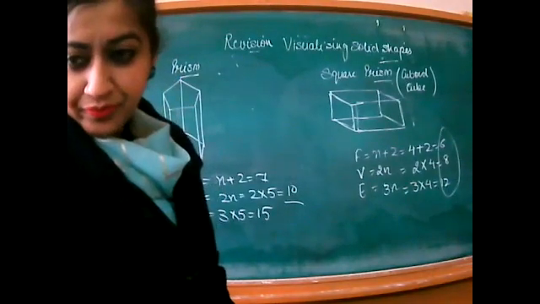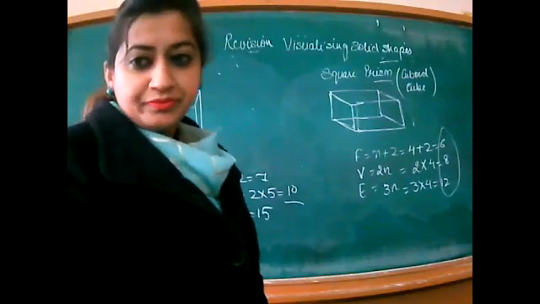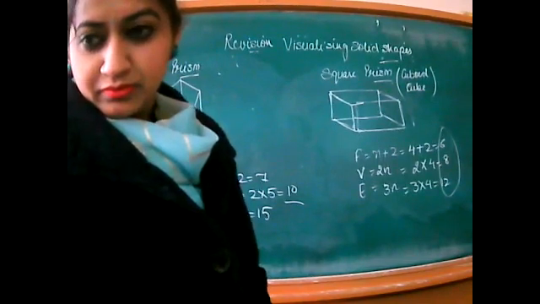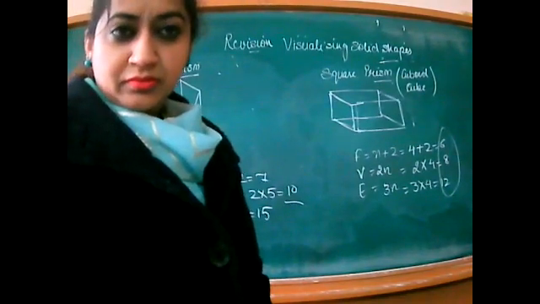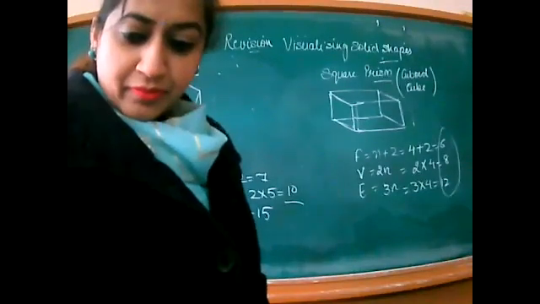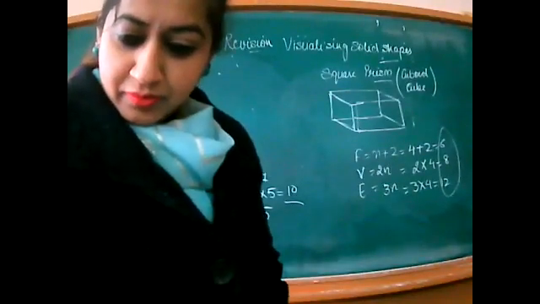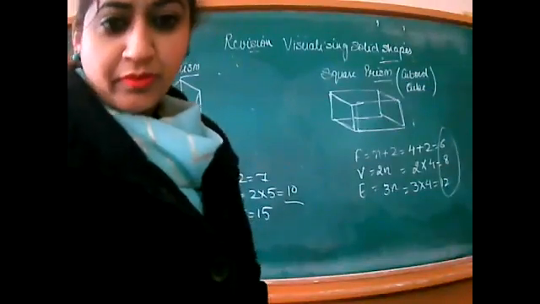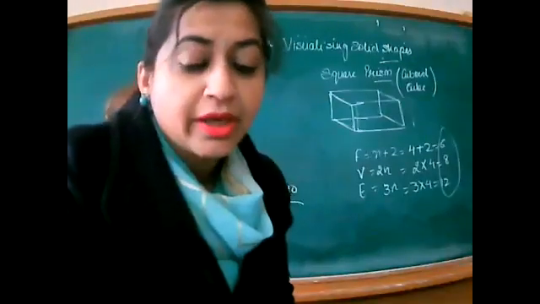Yes, Sanvi. Yes, ma'am. Vertices are 6. F plus V equal to E plus 2. So 5 plus V equal to 9 plus 2. 5 plus V equal to 11. V equal to 11 minus 5, which is vertices are 6. Okay.